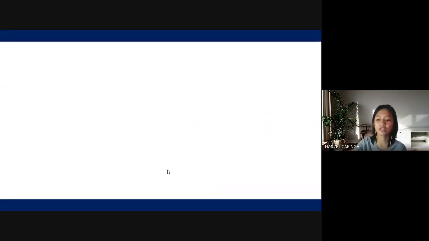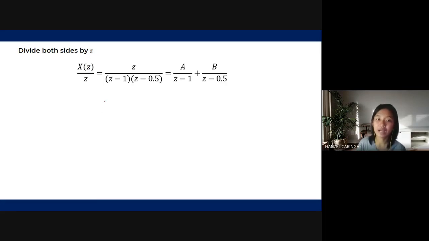Since that is z squared, we will proceed to the partial fraction. If our numerator is squared, we will proceed to the partial fraction. And the first thing to do in partial fraction is to divide both sides by z. So after dividing both sides by z, the z squared becomes just z. Then, according to the partial fraction, we divide into the two denominators, with the unknown coefficients A and B.